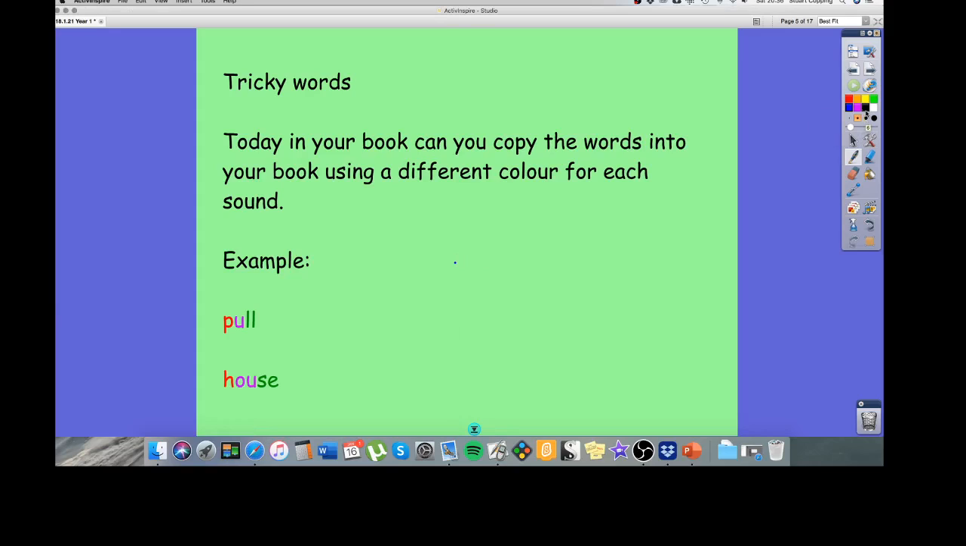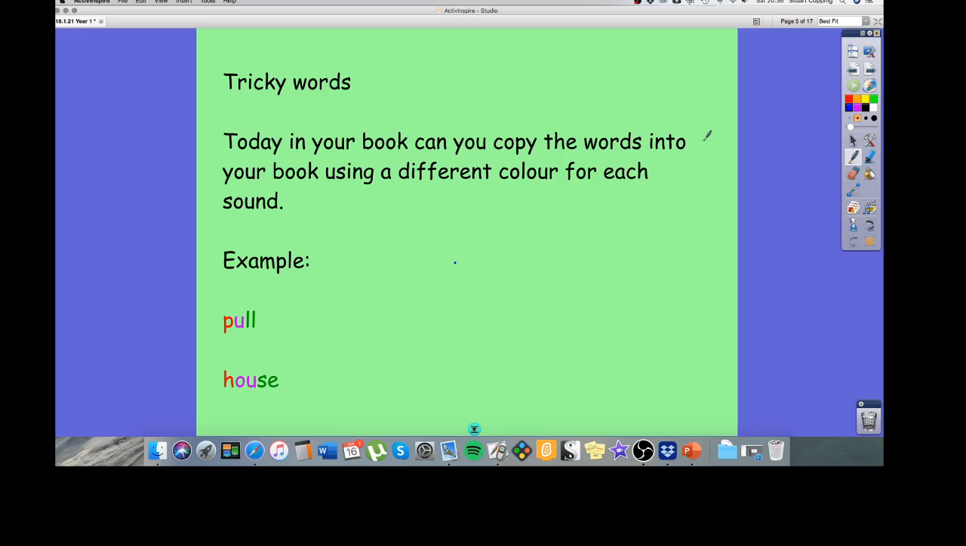Lesson 2 this week. New sound for us today, but to start with we're going to do our tricky words again. So here you're going to put your tricky words, so you're going to need your book and some colouring pencils. Pause now and go and get them if you don't have them. Right, now you've got your book and your pencils. Put today's date at the top of the page, short date.